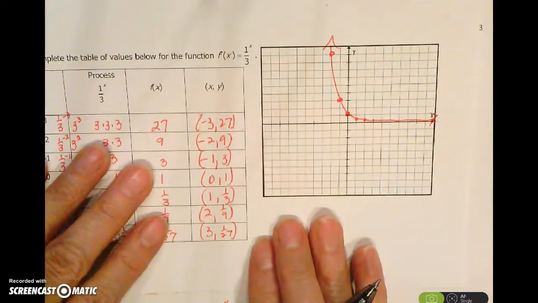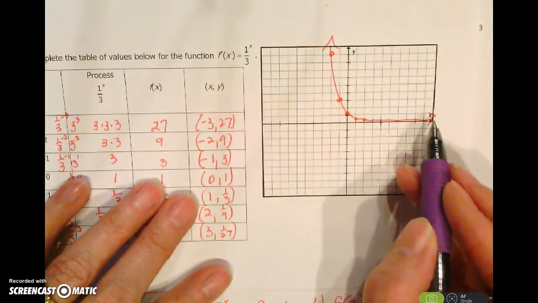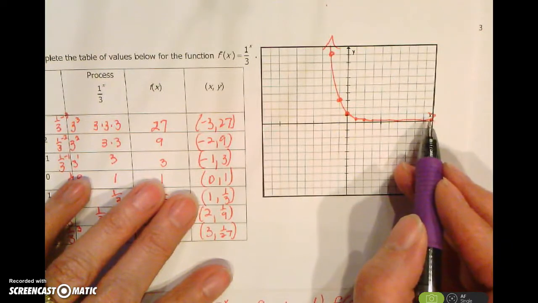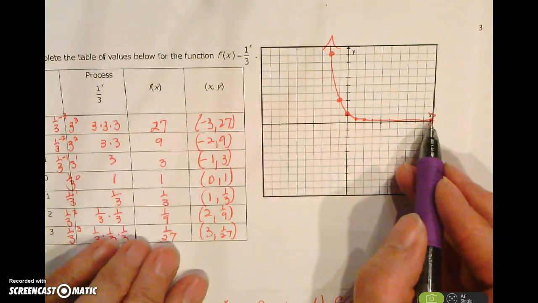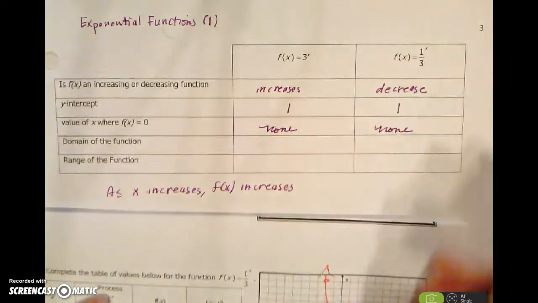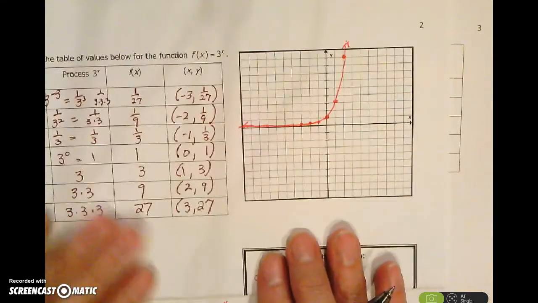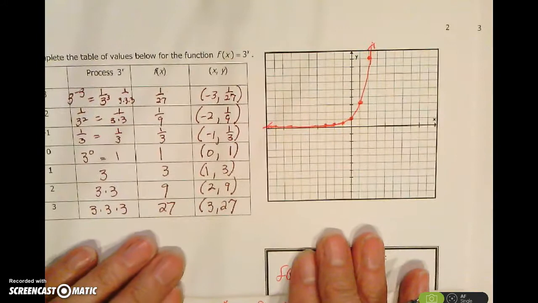And that same thing is going to be true here, because again, the graph skims along the top of the x-axis but never touches it. So f of x is never equal to 0. So again, this is going to be none.